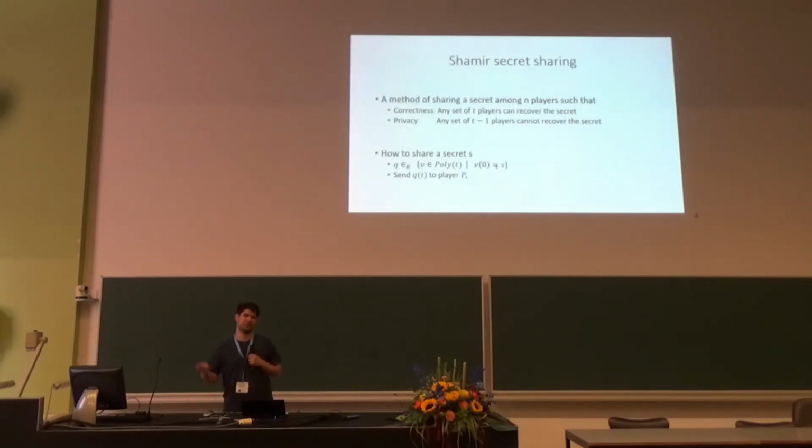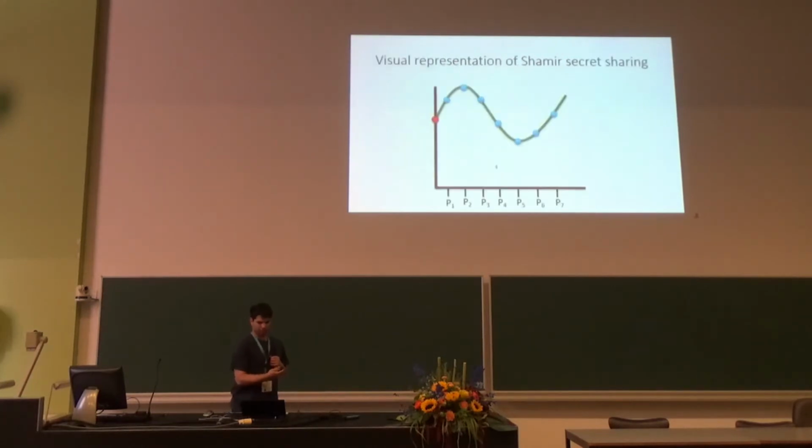Out of curiosity, how many people already know what Shamir secret sharing is? Oh wow, that's a really good proportion. So it's a secret sharing that's additive. Any set of T players can recover the secret. Any set of T-1 players cannot recover the secret. Most of us know how to do a sharing, but just for a quick description, this is the secret, and you select a random polynomial that passes through the secret, and then you give each player a point on this polynomial, and you get the properties that you want.